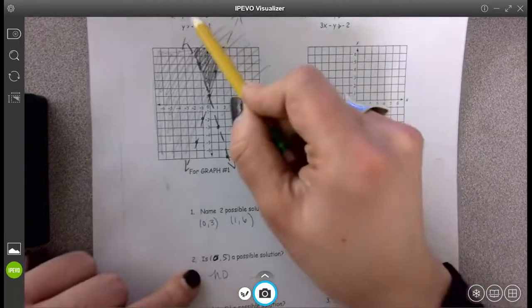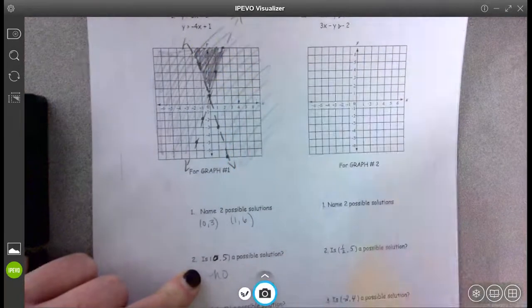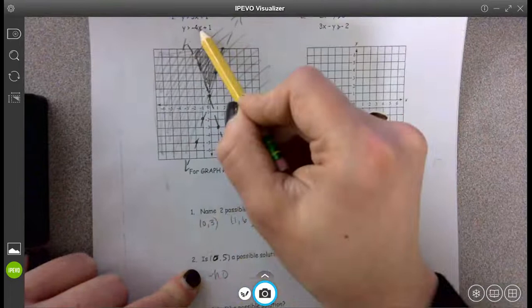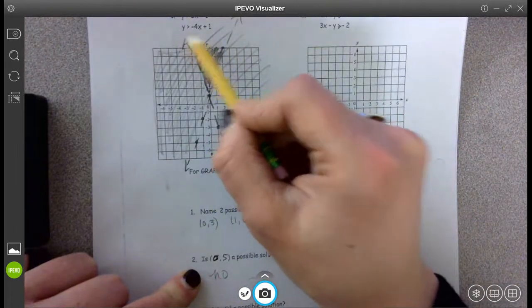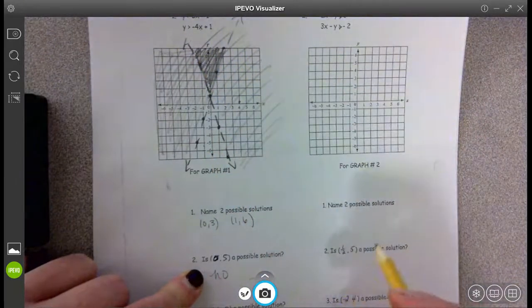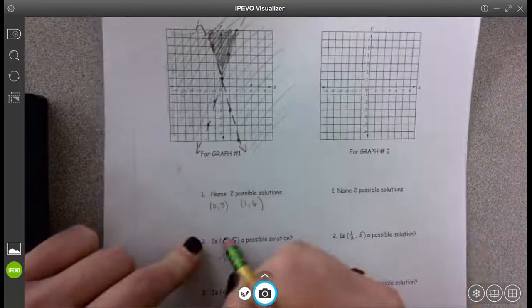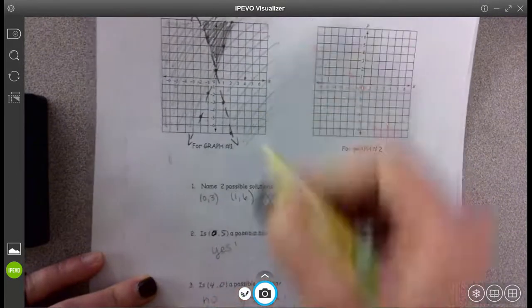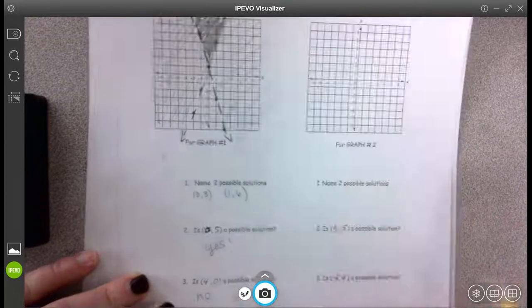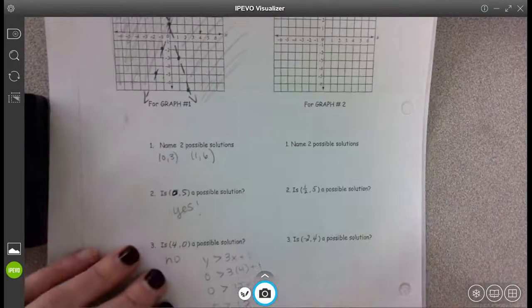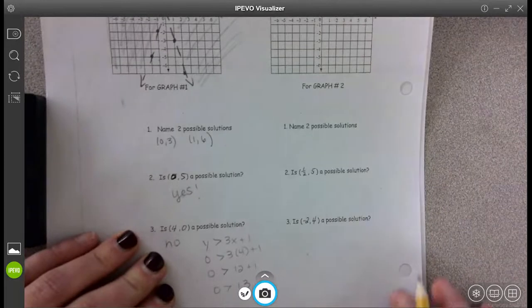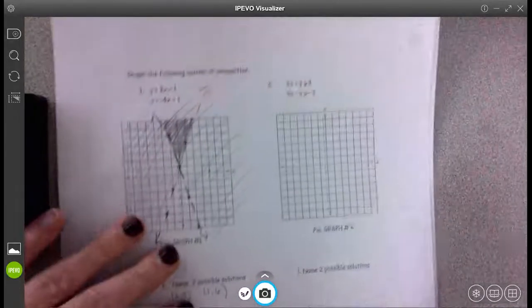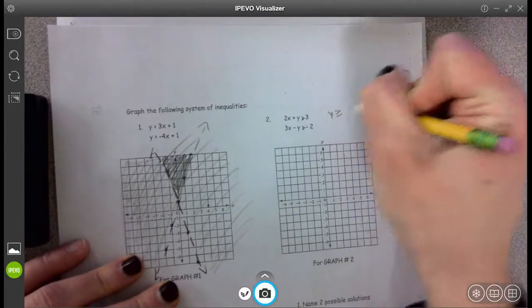If you put in 0, 5, it has to work for both. So if I put in 0 and 5, yeah, 5 will be greater than 1. If I put in 0 and 5, yeah, it'll work. Why did I write no? I'm sorry. Yes, it is a solution. 0, 5, it is a solution. I apologize. Okay. Now, try it on the second graph. Pause the video and try it on your own.